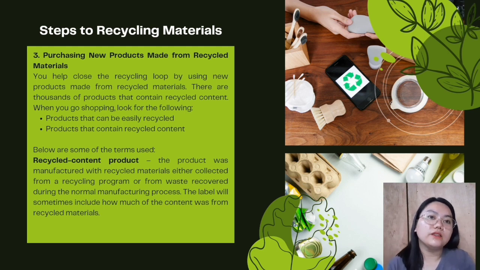First is the recycled content product. So the product was manufactured with recycled materials either collected from a recycling program or from waste recovered during the normal manufacturing process. The label will sometimes include how much of the content was from recycled materials. So basically, recycled content products is mga items produced from recovered materials. And sa ganun, mga example ani like mga construction products, paper and paper products, landscaping products, o daghan pa siya.